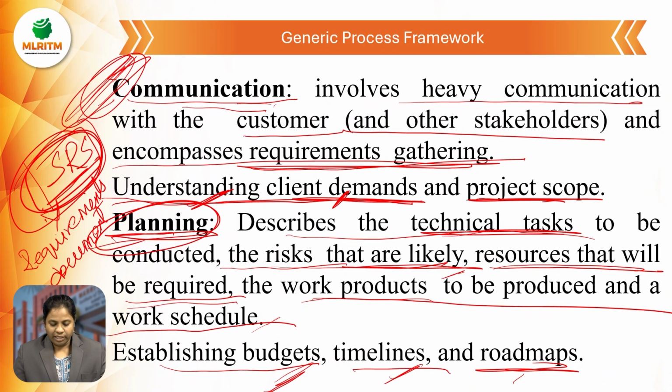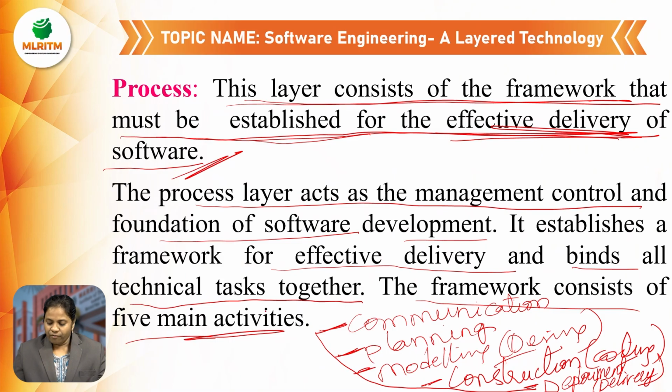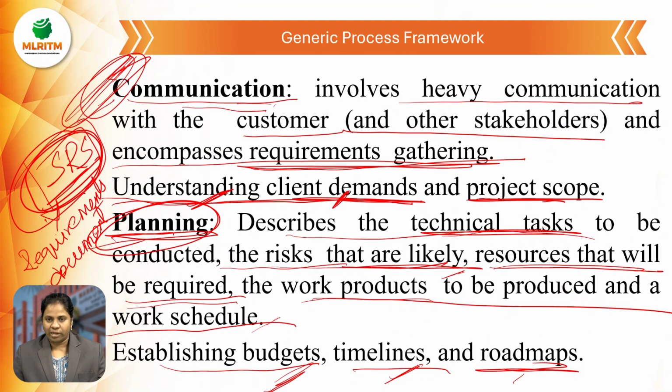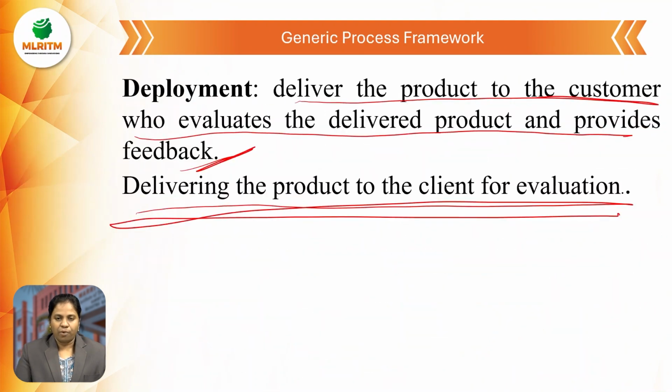These are all the five main framework activities which are accomplished in the software process. In the software process, all these five framework activities, communication, planning, modeling, construction, and deployment, are done.